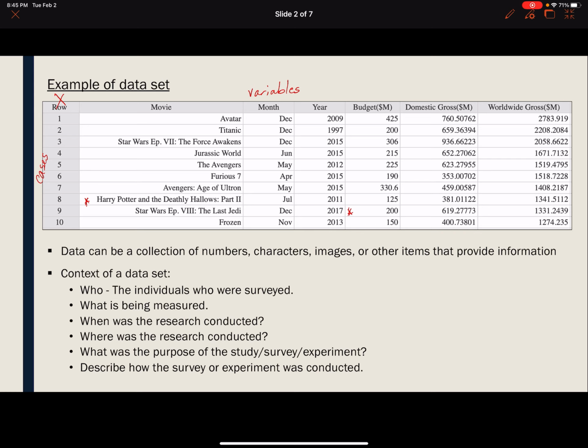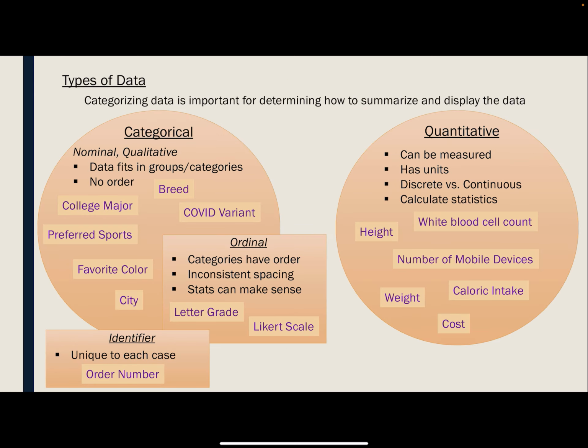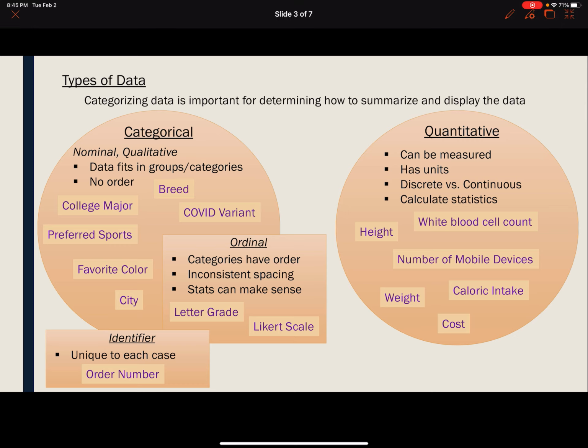So let's look at the types of data. So this is a big slide. I have a lot of information on here, but we have 2 types of data that we're going to talk about mainly, and that is categorical data and quantitative data. And in this class, you're going to stick to mostly categorizing a variable as either categorical or quantitative.